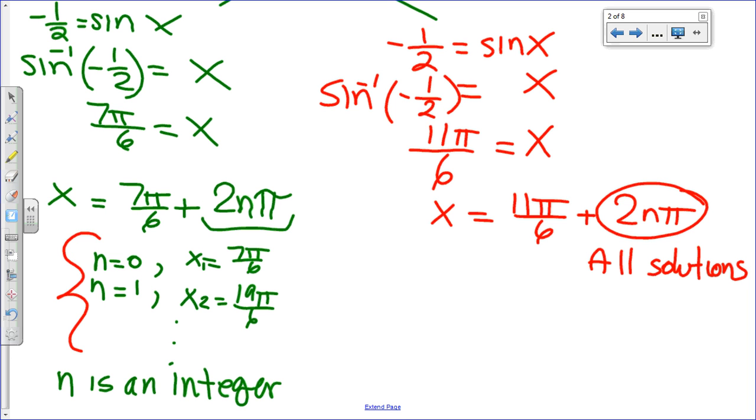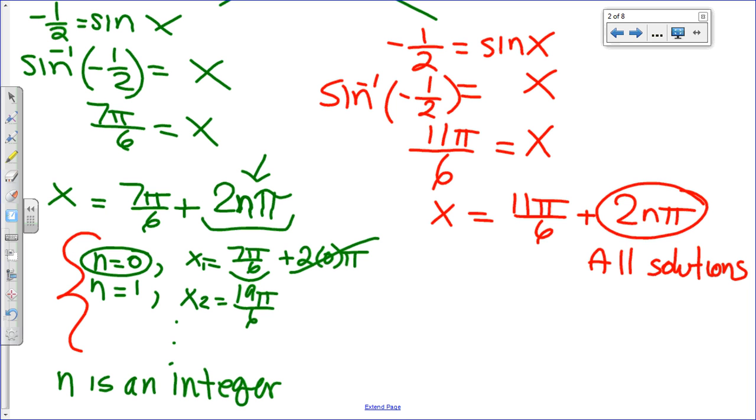Oh yeah, so this is an example. I just did it to show you what this means right here. When we make this n be a 0, we have the following: 7 pi over 6 plus 2 times 0 pi. Since that cancels out, that's why the answer is just 7 pi over 6.